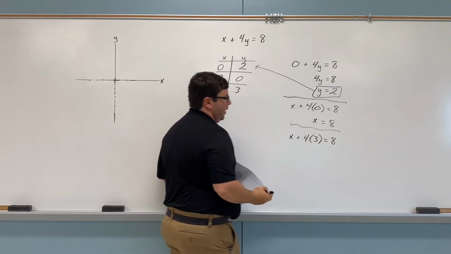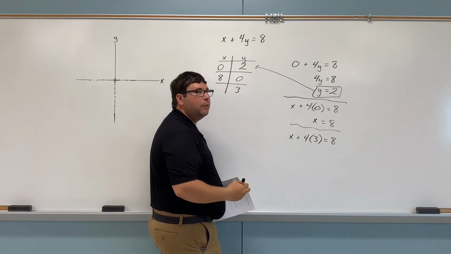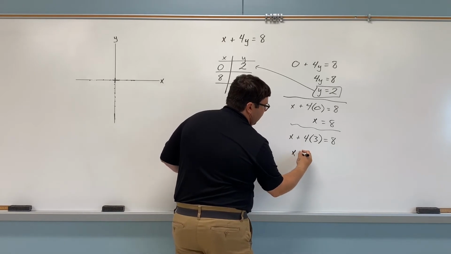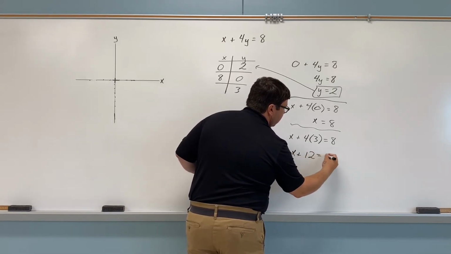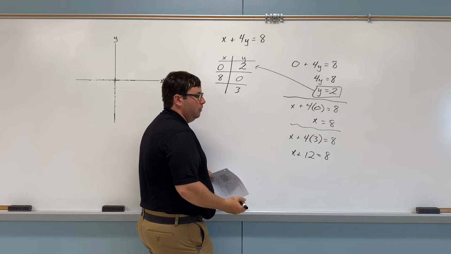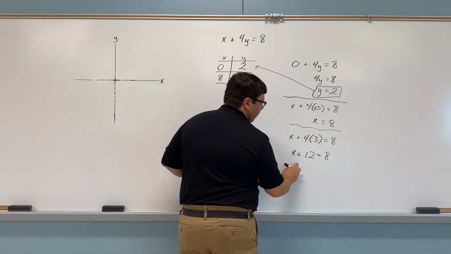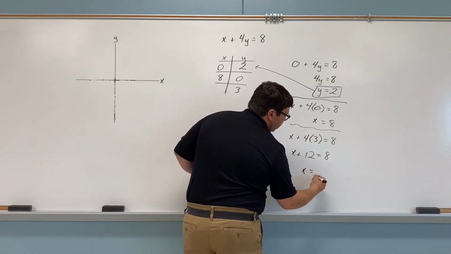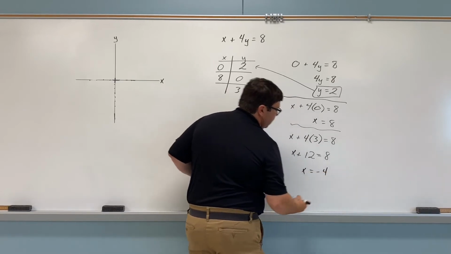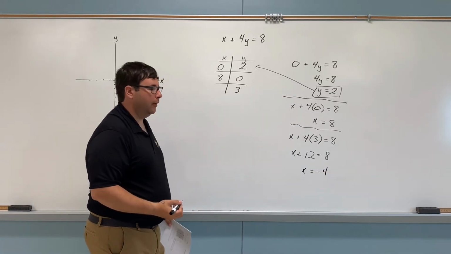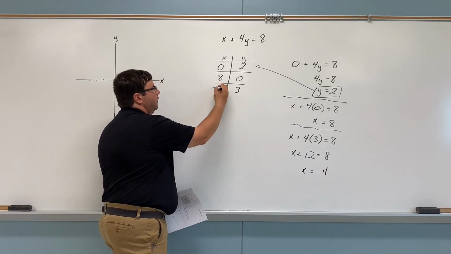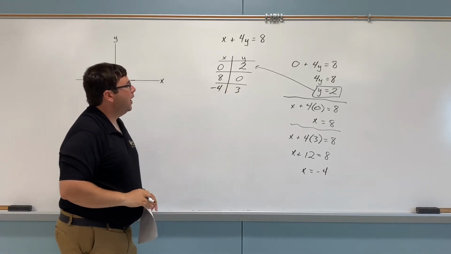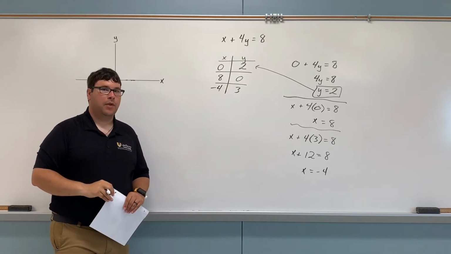And that equals 8. This one takes a little more work. I have x plus 12 equals 8. Solving for x, I'm going to move that 12 over. That means x is equal to a negative 4. Plug that value back into the chart, and there is your chart.